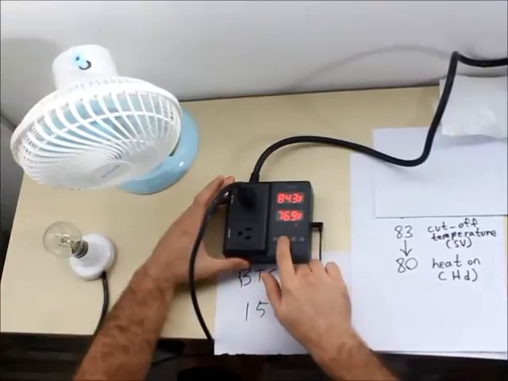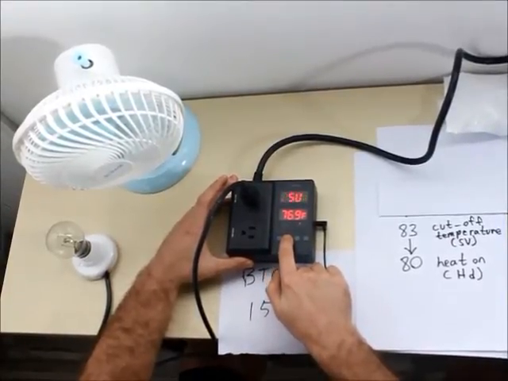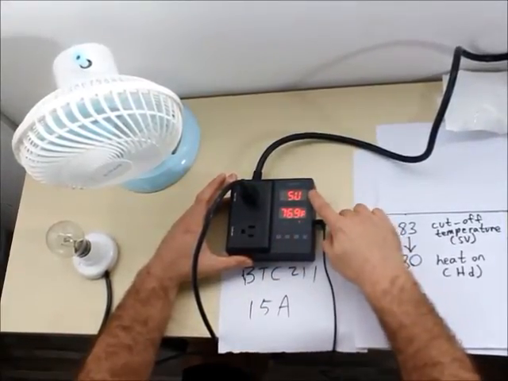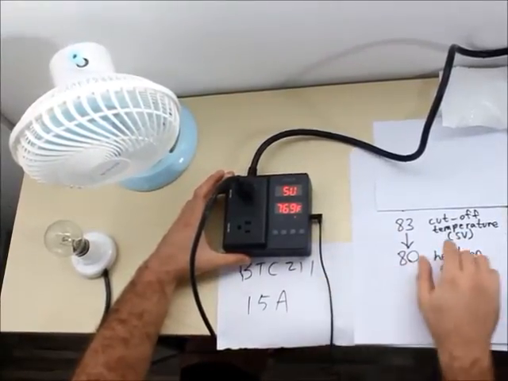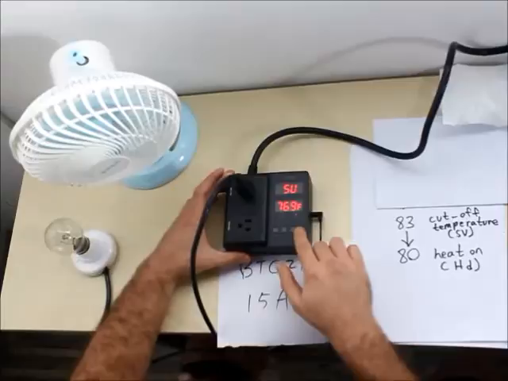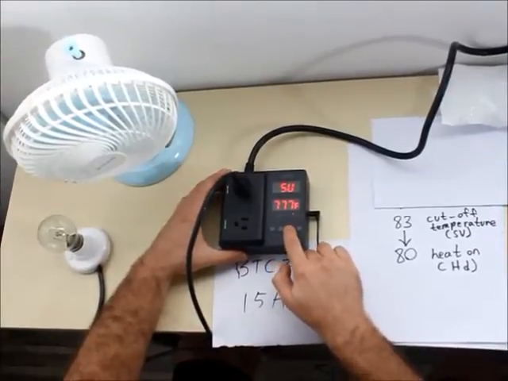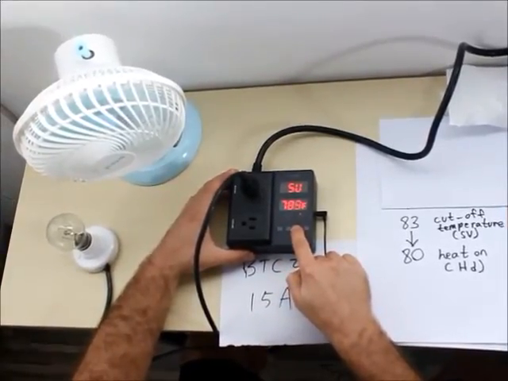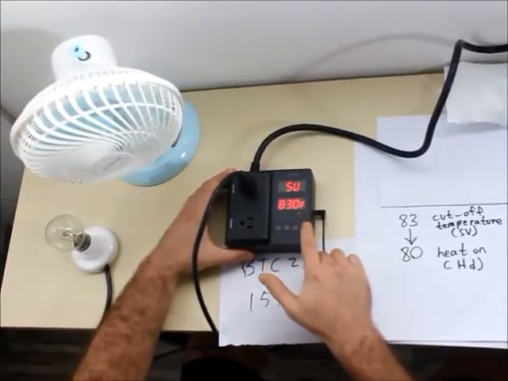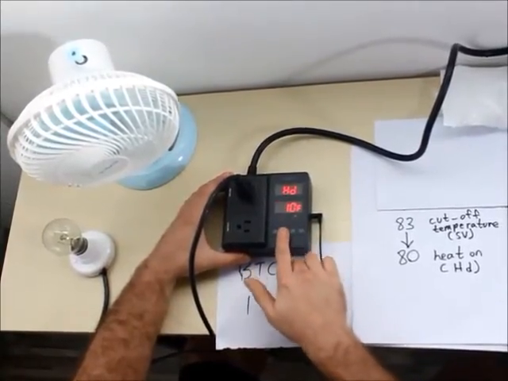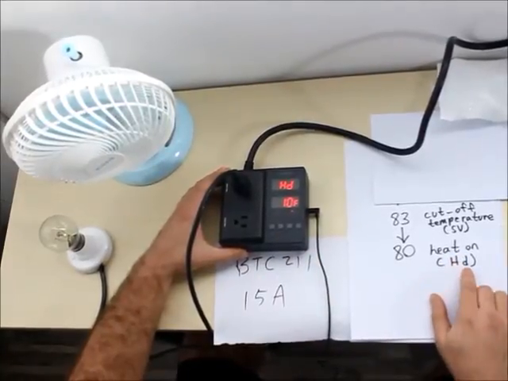So I'm going to hold down set for 3 seconds, and then it shows the parameter in the top screen. Right now it says SV, that's what we want. So I'm going to set that to 83 using the up button, and I can hold it down to go faster. And once that's set to 83, we can press set again to change our HD value.